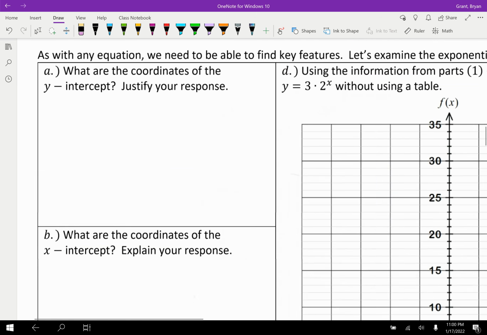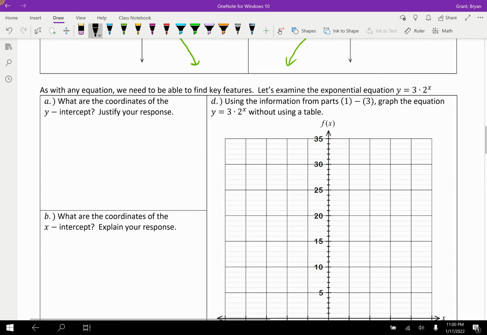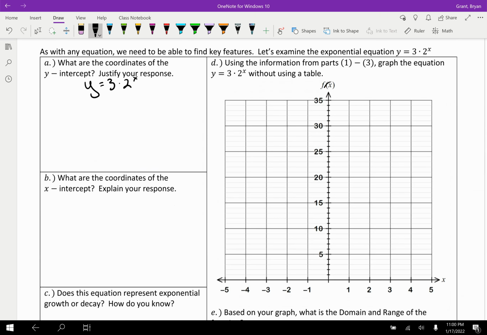So we're going to start by finding the coordinates of the y-intercept. So again, that equation was y equals 3 times 2 to the x power. We need to remember that a y-intercept, of course, occurs on the y-axis. Here I called it f of x, but we know that means y. And if it's on the y-axis, that means my final point is going to be 0, comma something.